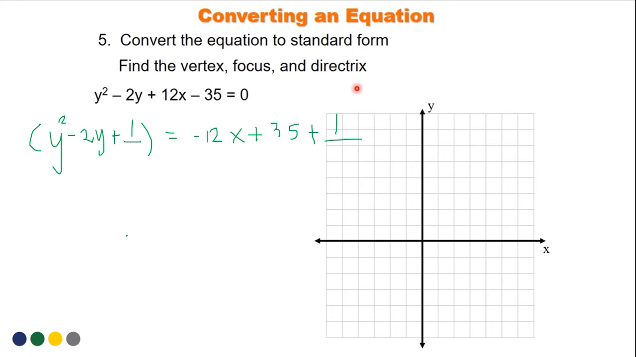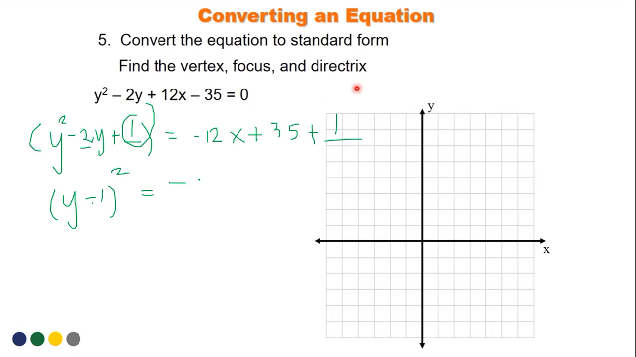Negative 1. So y minus 1 squared is the factor. What are the factors of y squared minus 2y plus 1? It's y minus 1, y minus 1. Because negative 1 times negative 1 is positive 1, and negative 1 plus negative 1 is negative 2. That's why the perfect square binomial is y minus 1 squared.